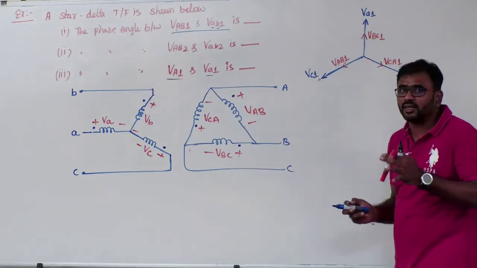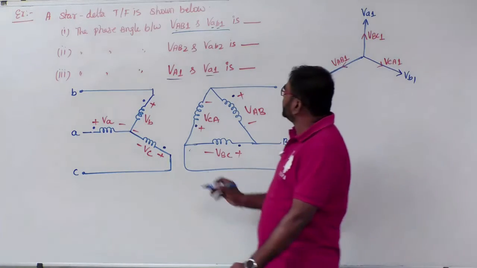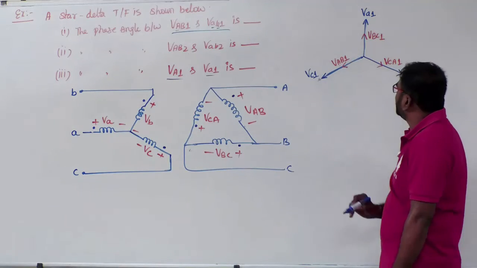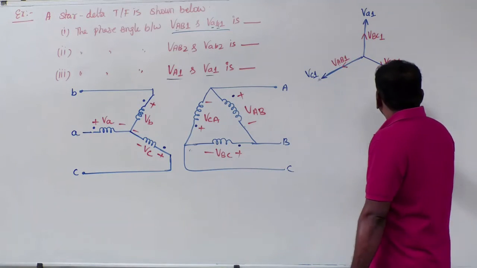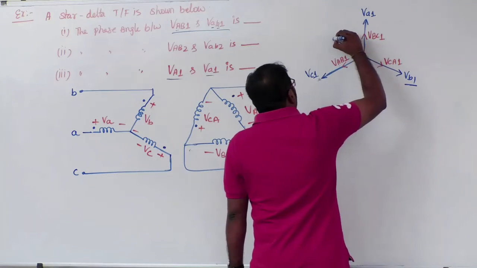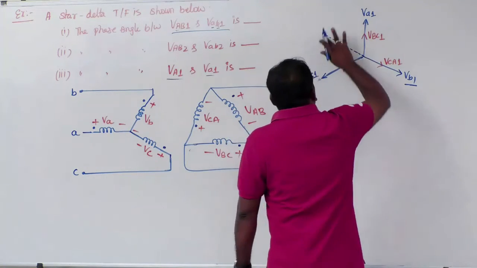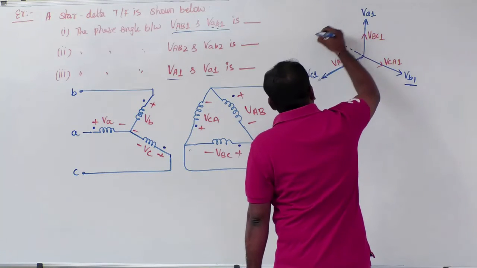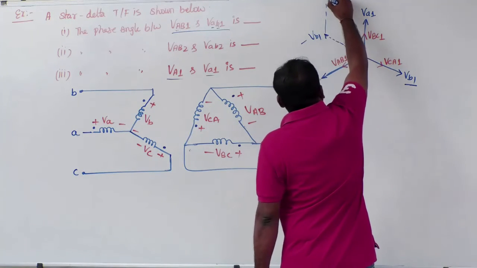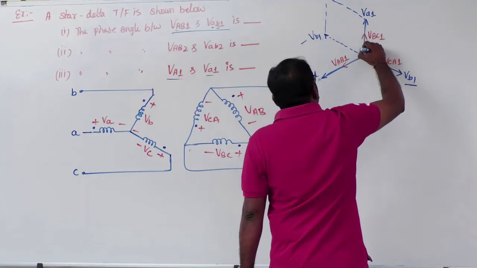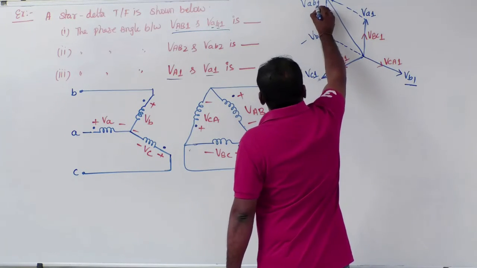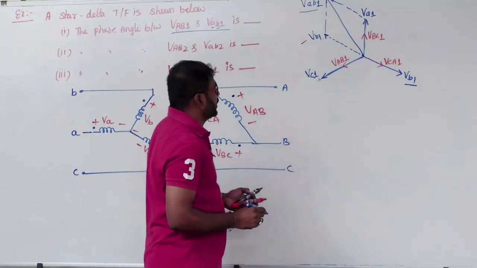Clear? Now what is the question? He is asking the relation between capital VAB1 and small VAB1. This is the capital VAB1. What is small VAB1? So this is VB1, right? Shall I write it like this? What is this? Minus VB1, small VB1. If I add these two vectors, what do I get? Small VAB1.